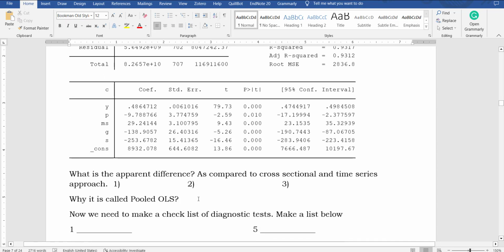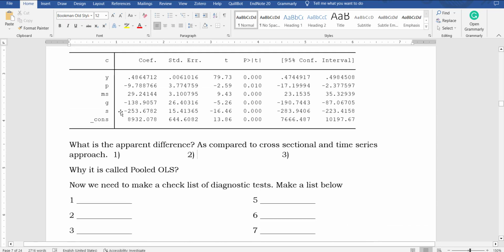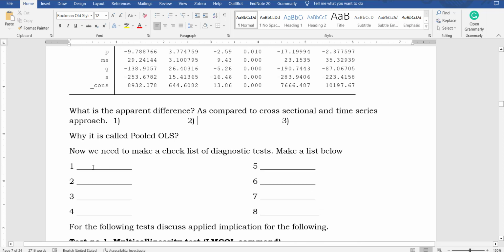So why is it called pooled OLS? I already explained it here. And we need to check the list. So we need to check for diagnostics. What is important? We need to make sure that there is no multicollinearity.